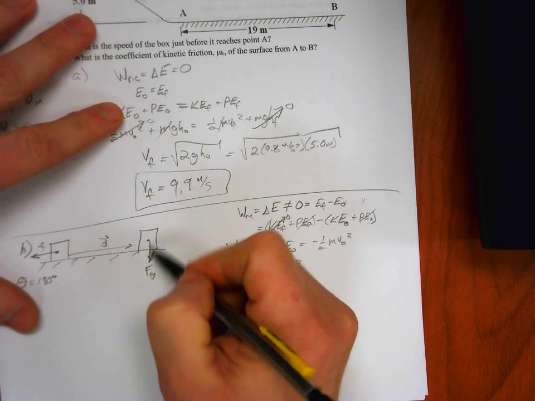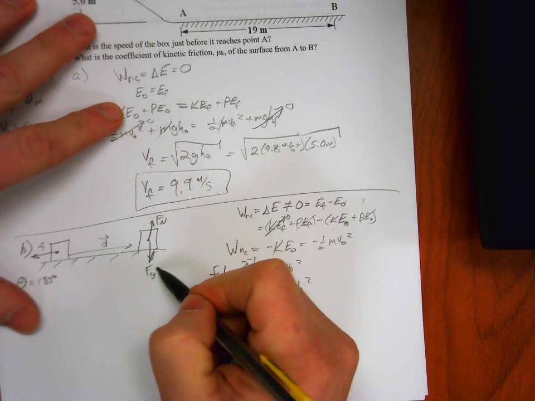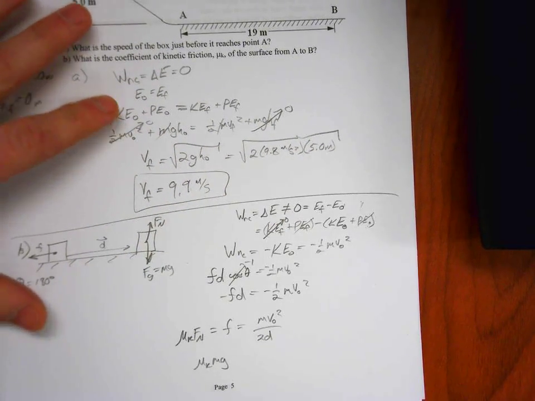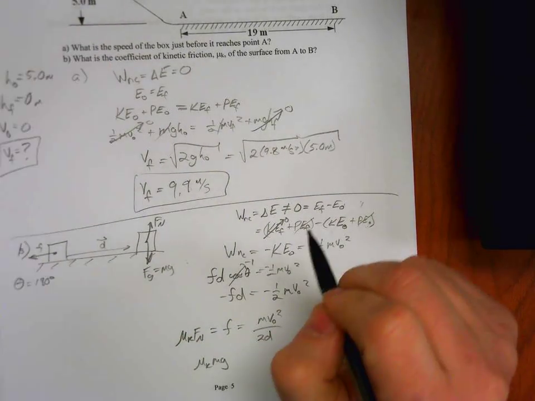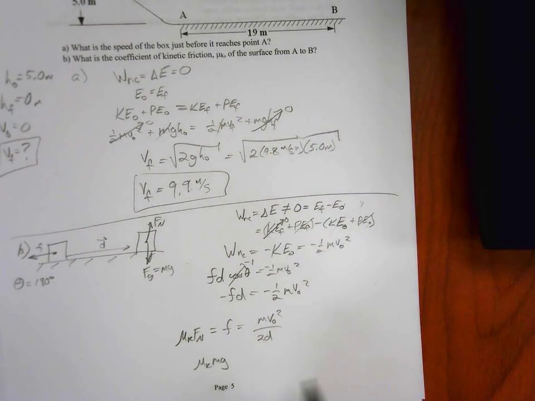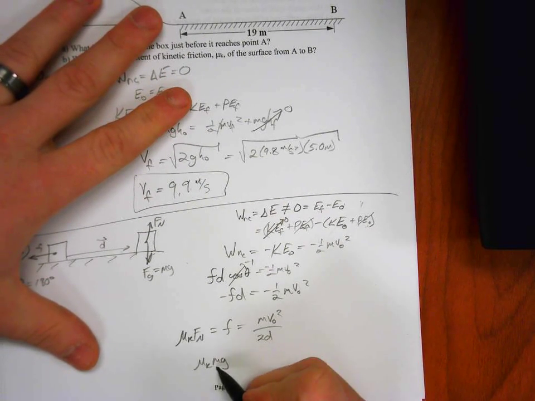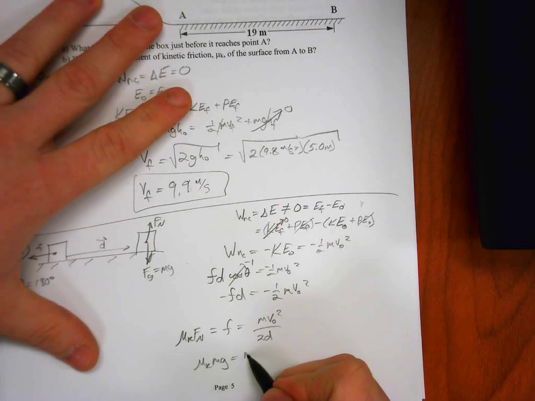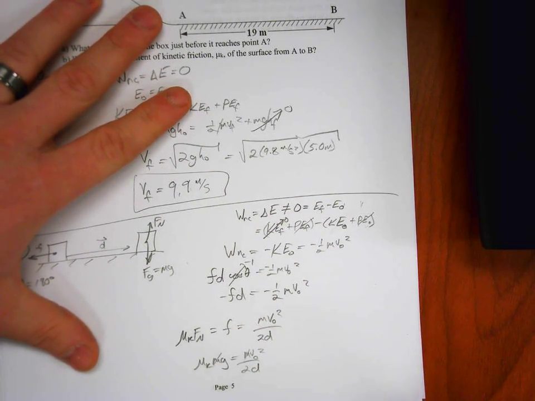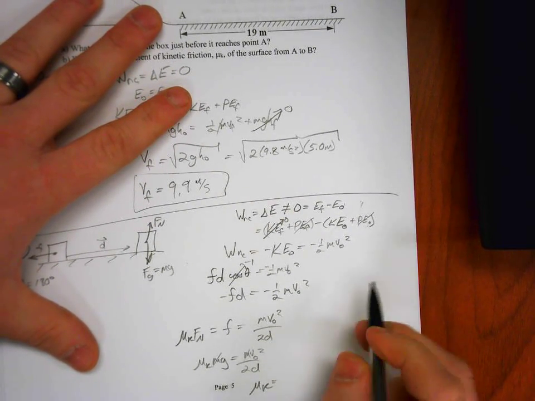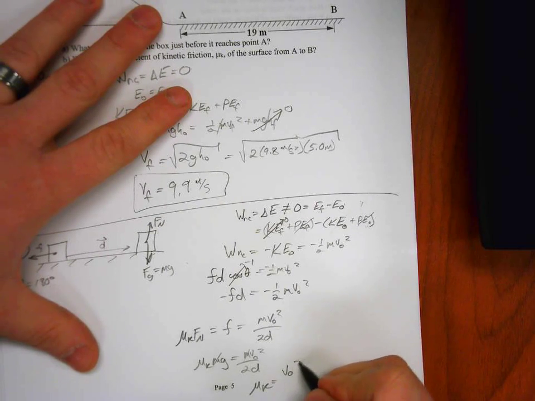So Fg equals Fn, where Fg equals mg. Now, if this were not a horizontal plane, if this were a tilted plane, that would not be the case. But since it's horizontal, we can say that the normal force is equal to mg, and that makes the m's cancel, and so mu sub k is equal to v naught squared over 2gd.